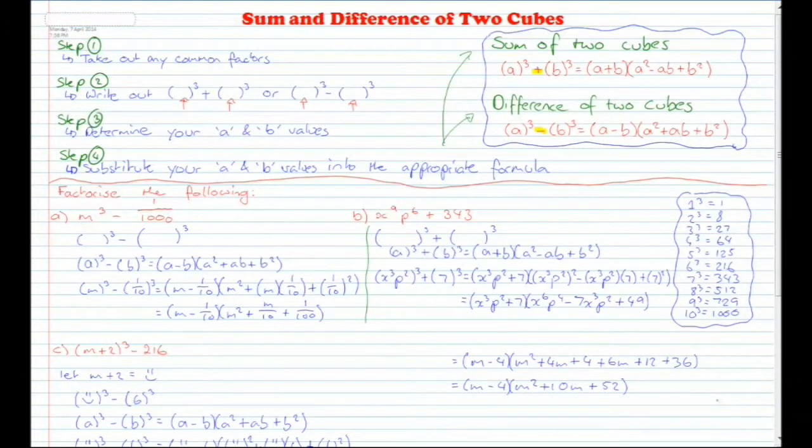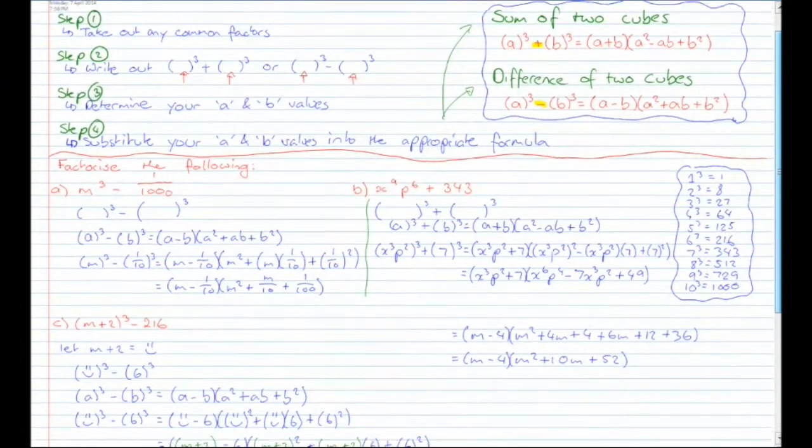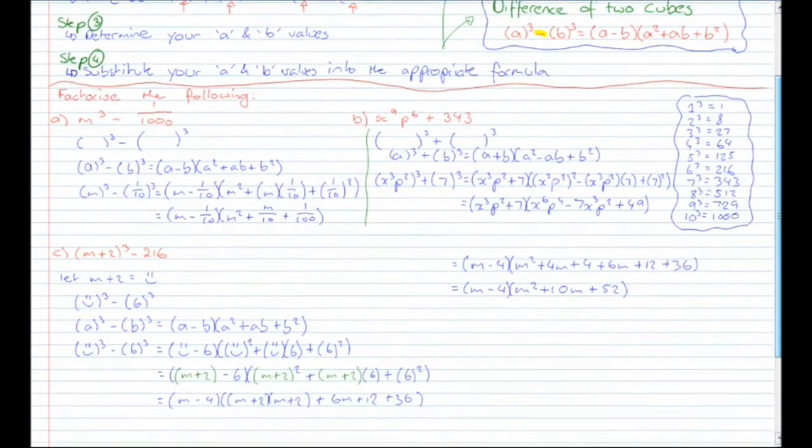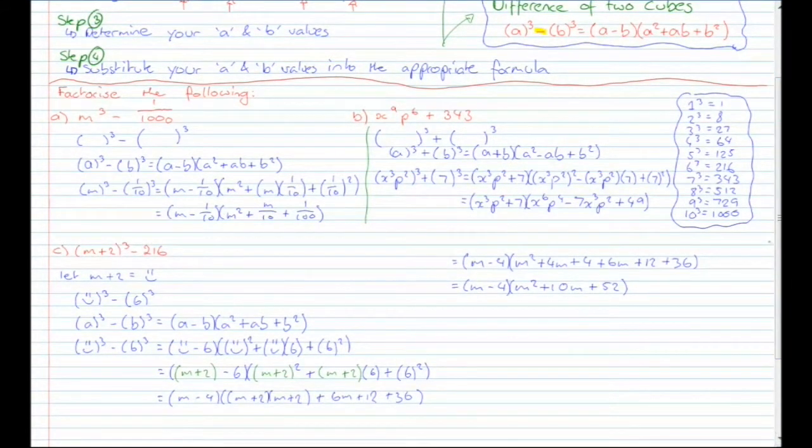Alright, so welcome back. Now, let's just take this down a little bit so that we can see all of our working out. The first thing we need to do is factorise the following. Now in the first question you can see it says m cubed minus 1 over 1000. Now were there any common factors here? Well no, there's nothing we could take out.